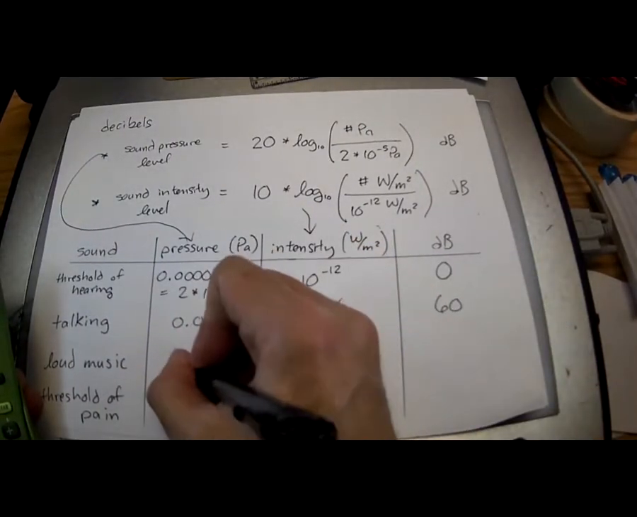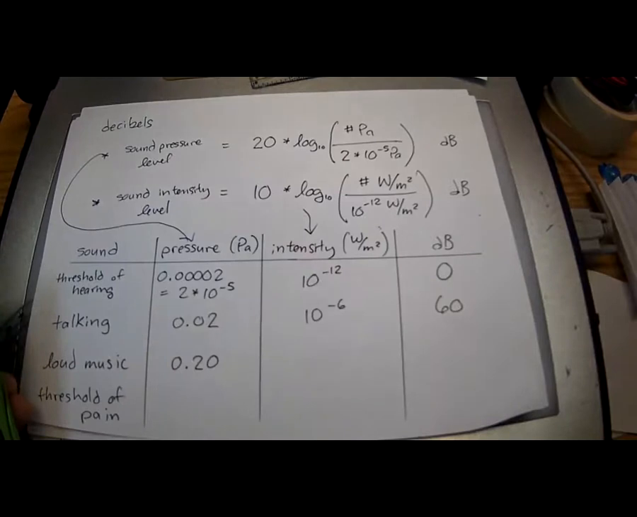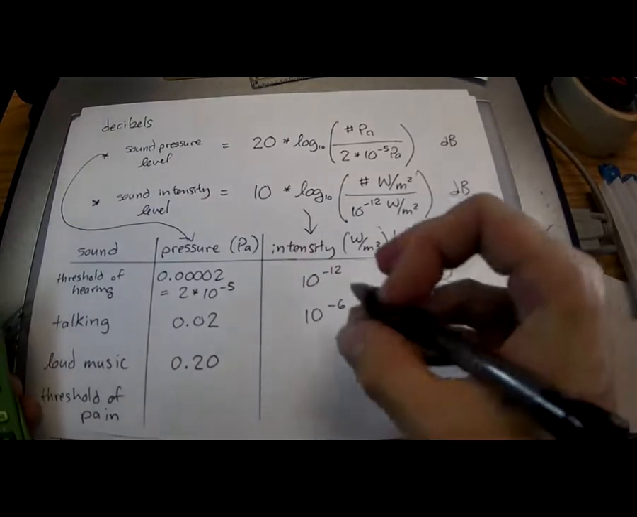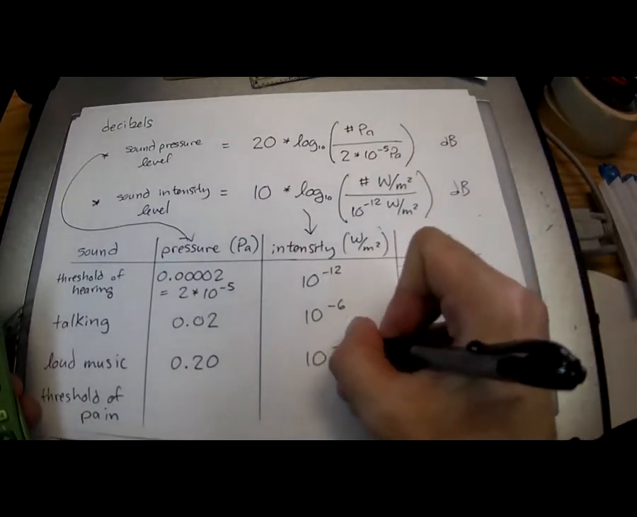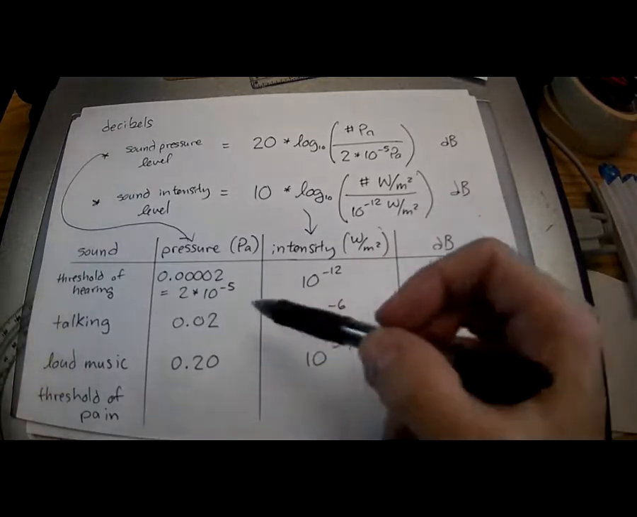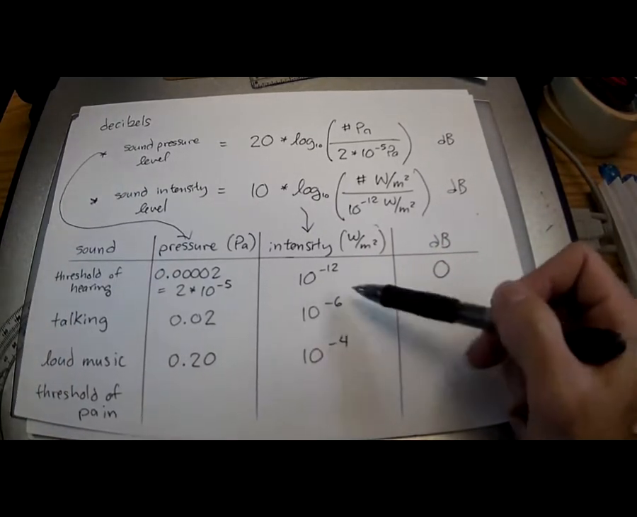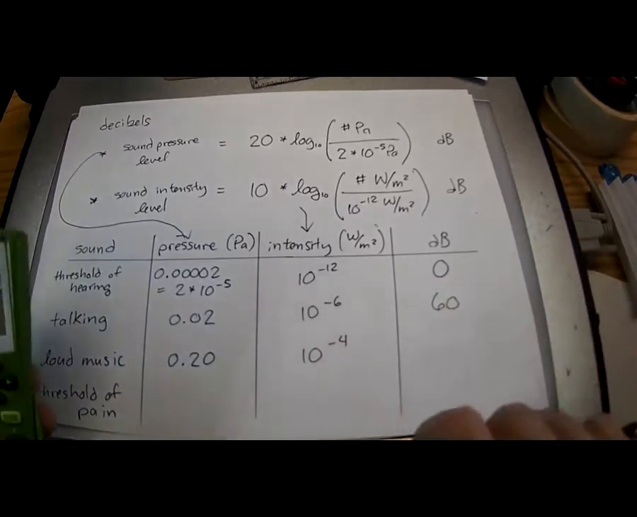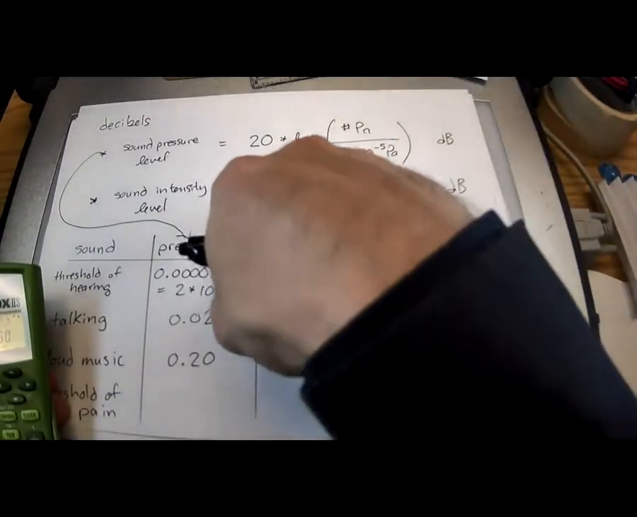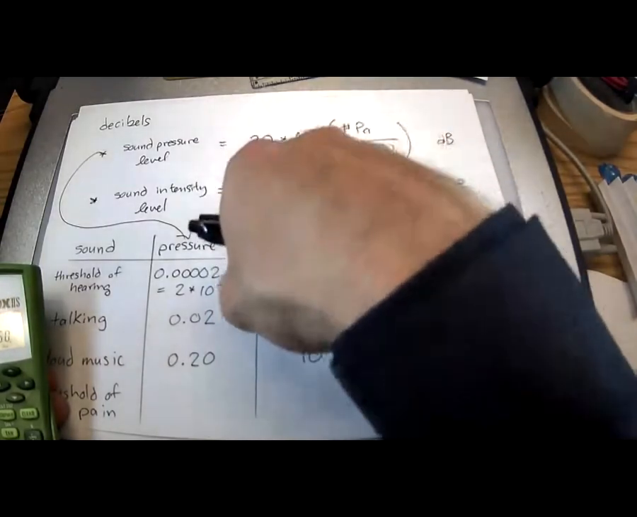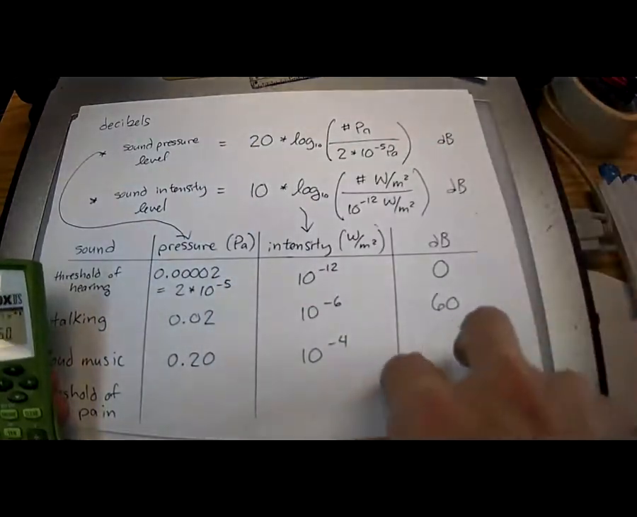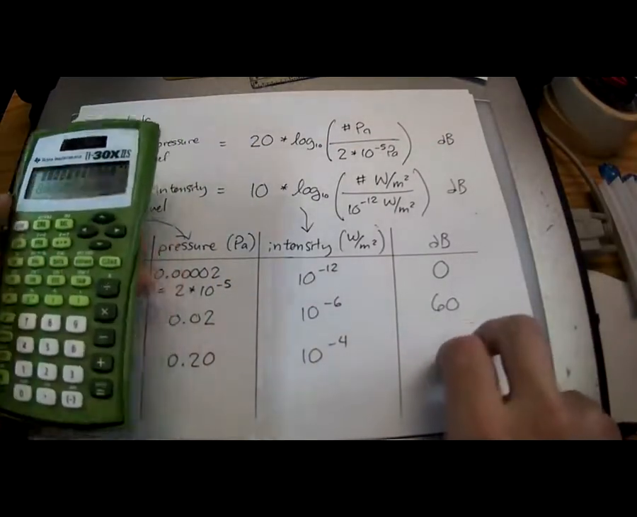How about loud music? That would be about 0.2 pascals. Or the corresponding intensity is 10 to the negative 4 watt per square meter. In terms of pressure, that's a factor of 10. In terms of intensity, it's a factor of 100, right? Negative 6 to negative 4 power. But that's taken care of in this factor of 10 versus this factor of 20. So that also corresponds to that. Right.